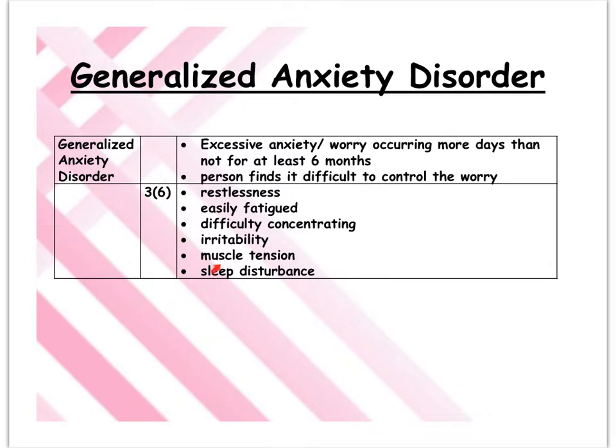So looking at the remaining 6 symptoms, which you would need to have 3 of the 6 for diagnosis, starting with restlessness. So this would be an inability to relax, being easily fatigued, having difficulty concentrating, being irritable, experiencing muscle tension. So one of the things that you might notice if you are anxious or stressed in general is that you tend to hold this tension in the muscles of your body somewhere. So if you remember back when we were going over stress and health, we talked about ways to reduce stress, and progressive muscle relaxation was one of them.